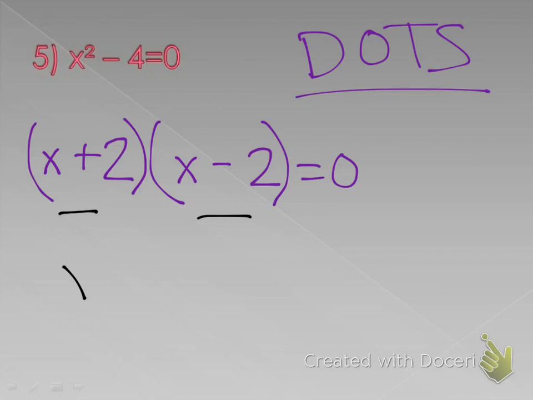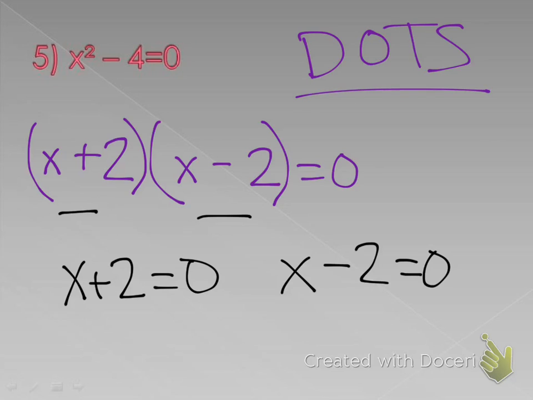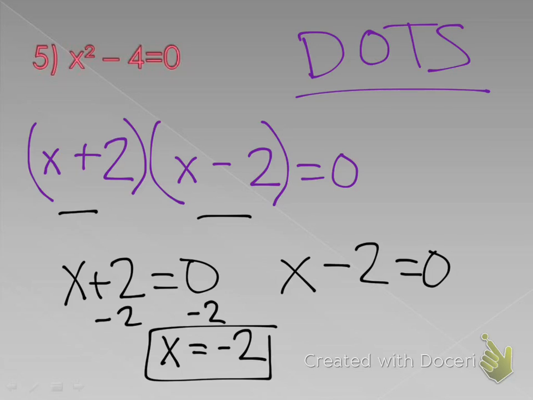All right. Each one of these gets set equal to 0. And then you can solve for those x's. So I am coming up with -2 and +2.